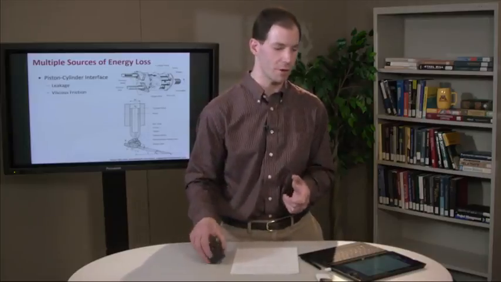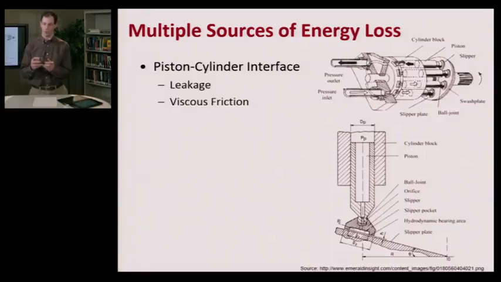So let's talk about a few sources of the energy loss. The first one that I'm going to focus on here is in the piston cylinder itself. In that joint we have, one, leakage of the high pressure flow past the small clearance that we have between the two of them. So this is purely a clearance. We don't have any other types of seals in this area. The second is we have viscous friction between the piston and the cylinder, so these moving parts.